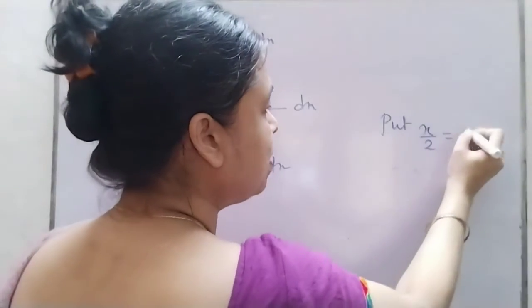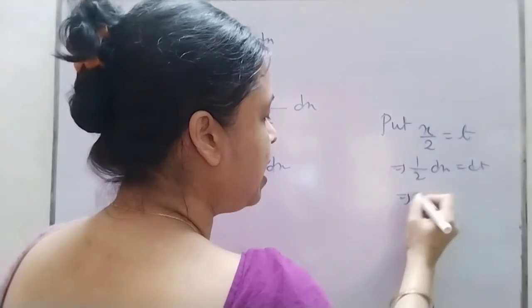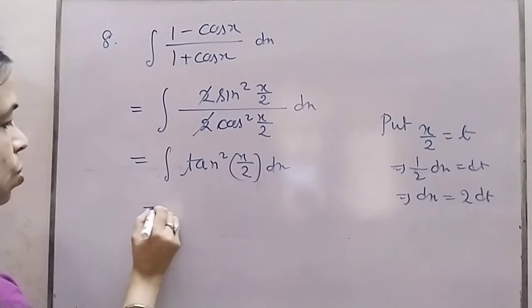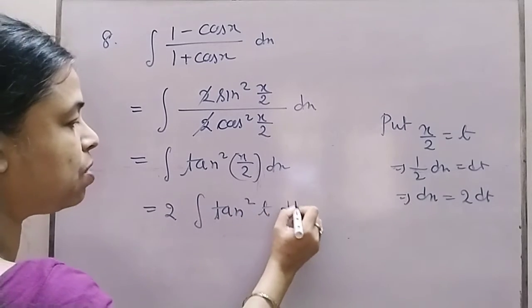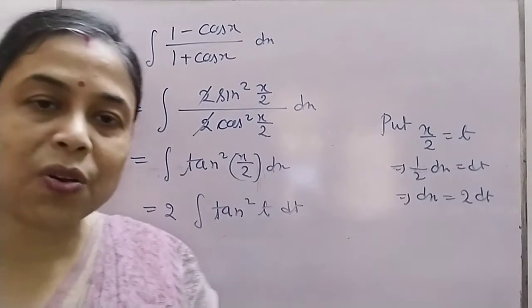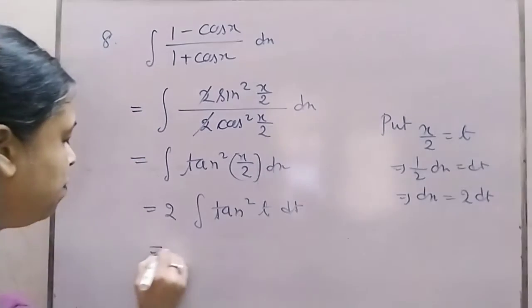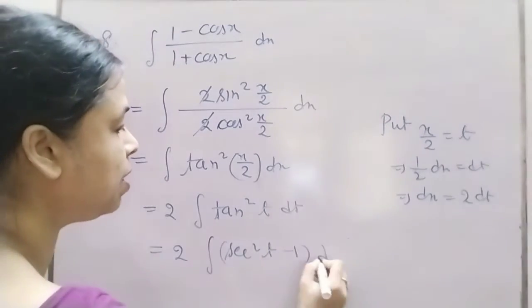Put x by 2 equal to t. Half is there, so dx equals 2 dt. Half is just a constant outside, so it becomes 2 times the integration of tan square t into dt. I told you in the last class video how to convert tan square in terms of sec square t minus 1, into dt.